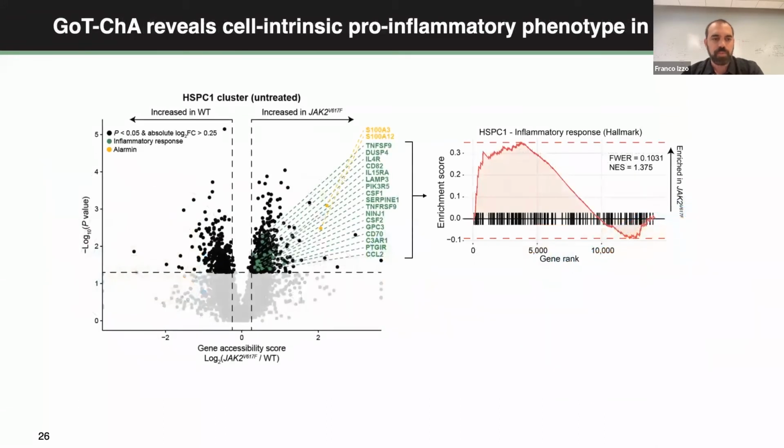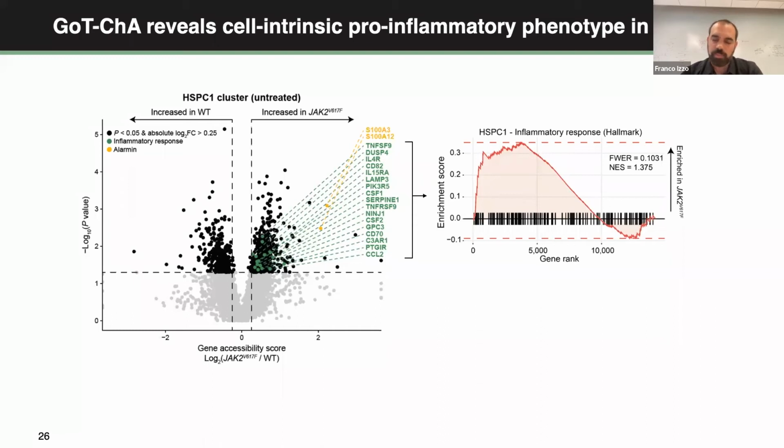So next we focus on performing intra-cluster, intrasample comparisons between wild-type and mutant cells. So for example, we used gene accessibility scores as a feature that we can interrogate with this method. And for example, we focus on the hematopoietic stem and progenitor cell one cluster, or HSPC1 here. And we see that there are a set of upregulated genes that belong to the inflammatory response pathway. And inflammation is one of the major hallmarks of this disease.